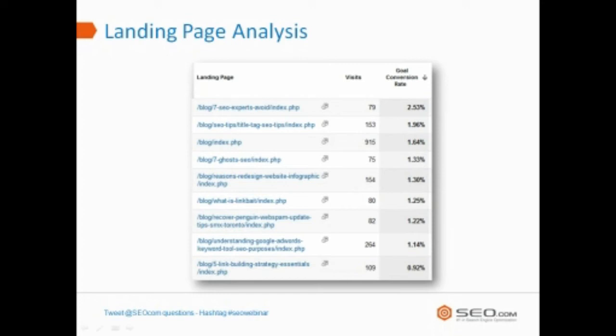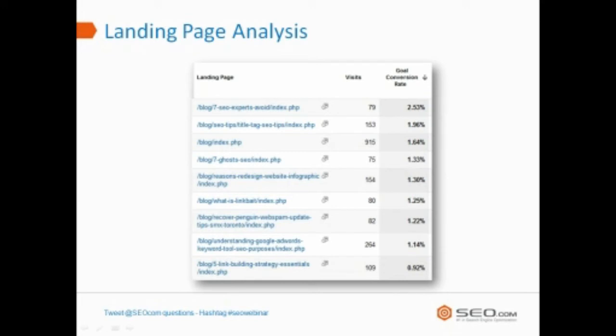You can see here all of our top landing pages on our blog. I should rephrase that. All of our top converting landing pages on our blog are some of the highest quality content that we've ever produced on the blog. The first, 7 SEO experts to avoid, went incredibly viral for some reason in the SEO community. To this day, it's been up for a year, maybe 2, and it's one of our highest traffic pages.